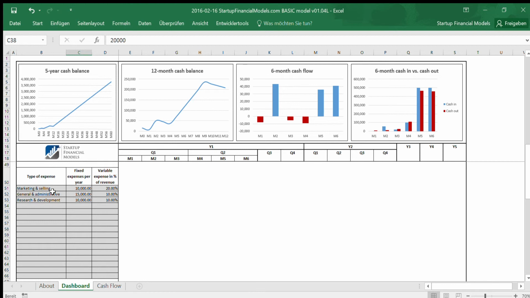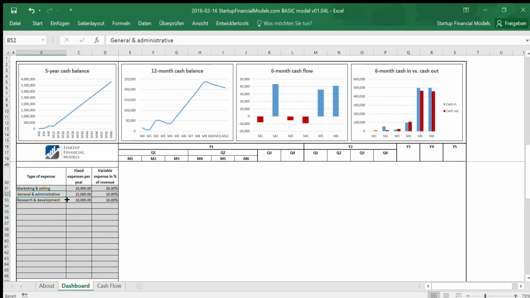Now there's another section where we can put in expenses. There's a lot of space to put in detailed expenses. You can put them in on a fixed basis per year. So every year we say there's a marketing budget of 10,000, and also we can put it in as a variable expense in addition to that in terms of the revenue. So let's say for marketing and selling we expect to always spend 10,000 a year, but then we also spend 20% of the revenue each year.